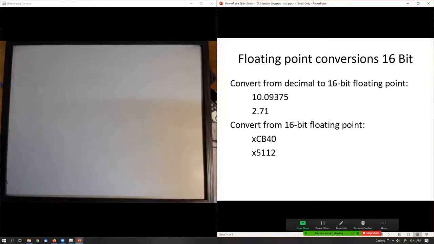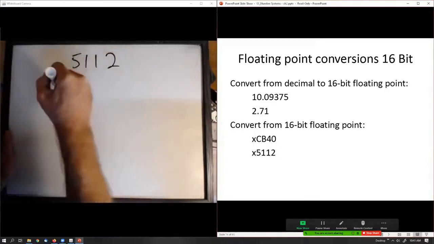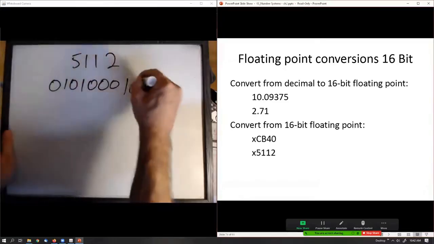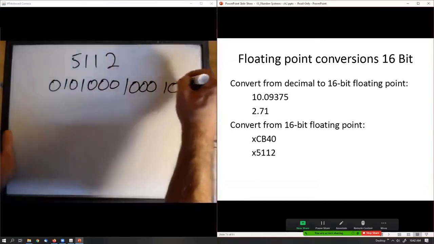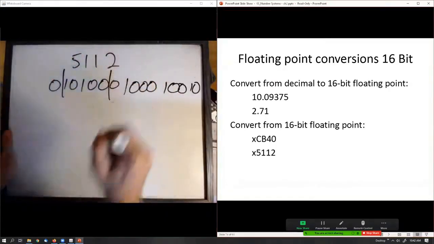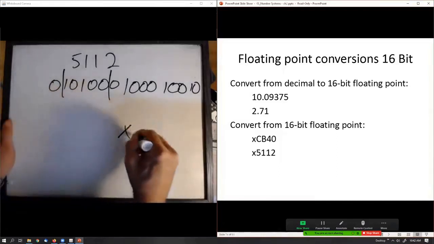All right, so let's go the other way. CB40. Wait a minute, we already did that one, didn't we? Let's do the 5112. 5112, that's hex, so that's 0101, 0001, 0001, 0010. That's my exponent. All right, so subtract 15 from that, and I'm going to get 5 times 2 to the 5th.